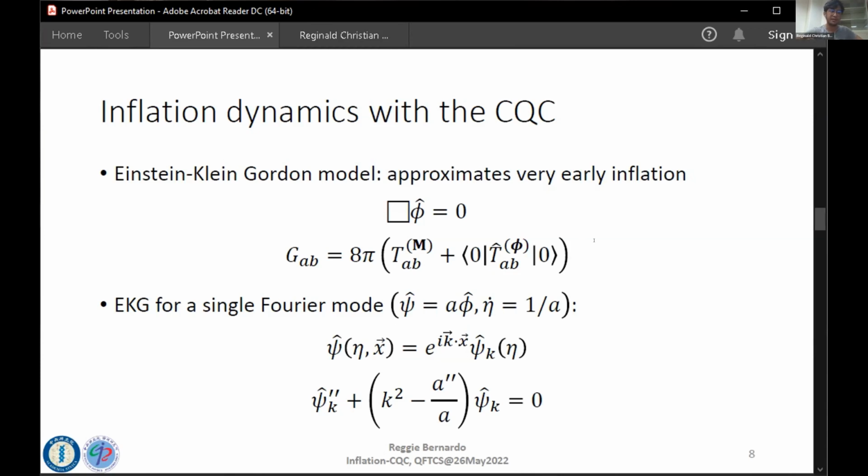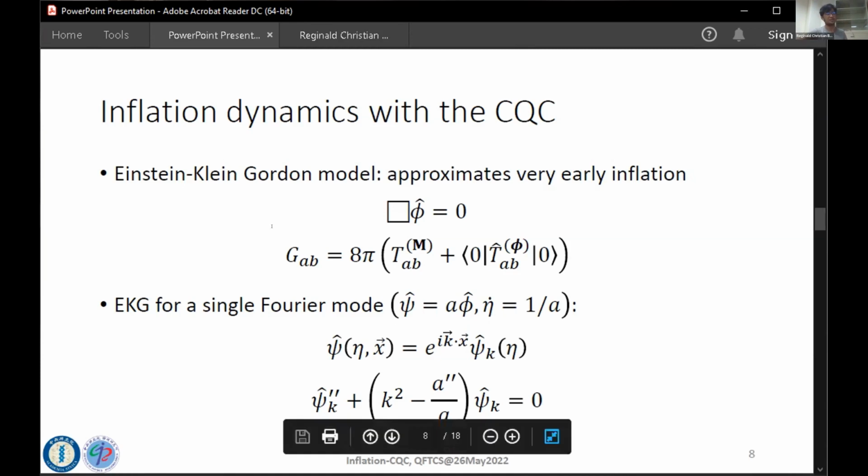And then consider the classical space-time at the same time as this quantum scalar field. So these are the equations of motion of this coupled scalar field and space-time model.